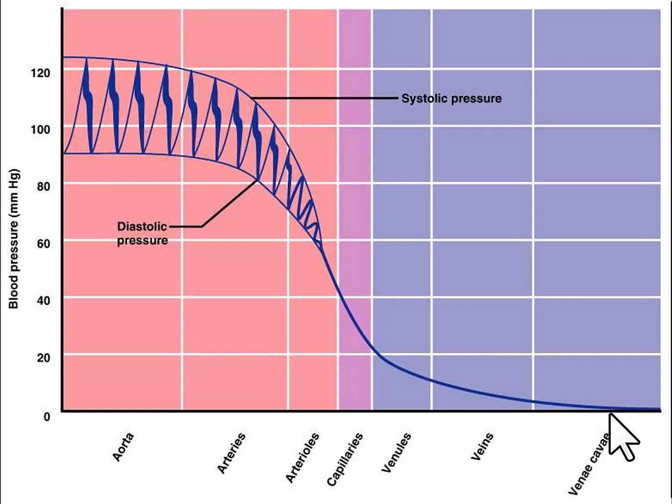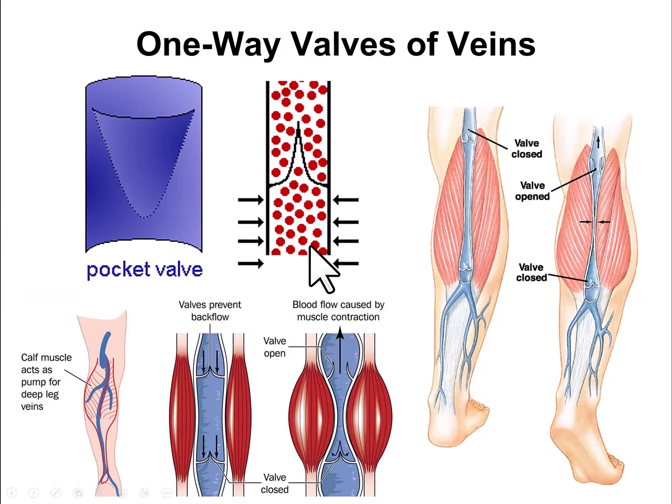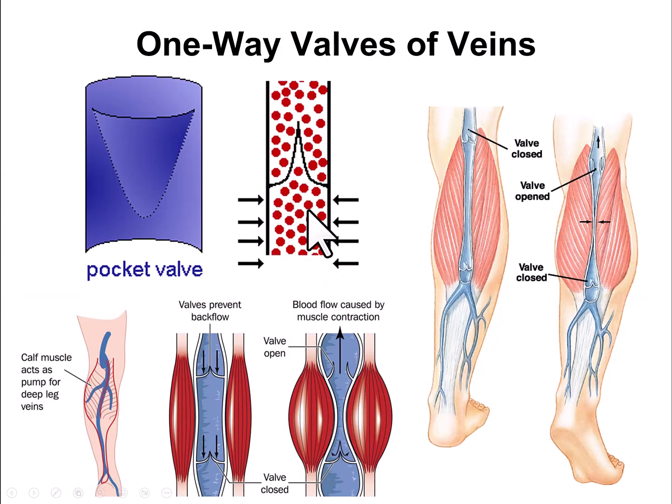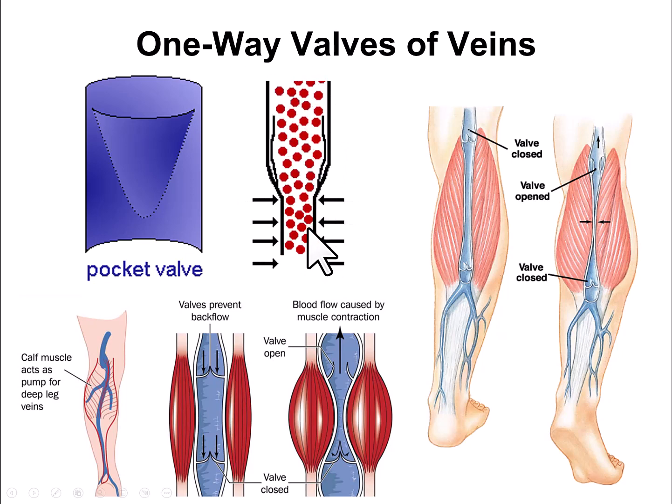You have the superior and inferior vena cava. Since it's under lower pressure, the veins have one-way valves to keep blood going in one direction and not pooling in those vessels. So as blood moves towards the heart, it'll open up the valve, and then if it tries to come back, it's going to close the valve.